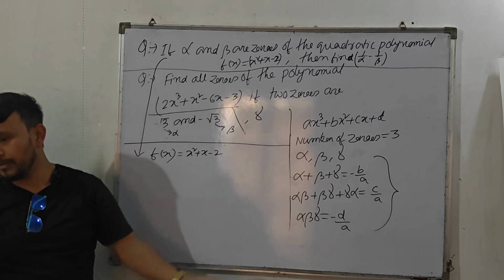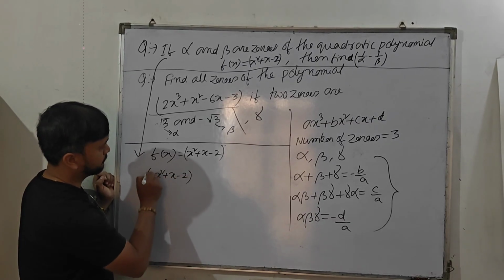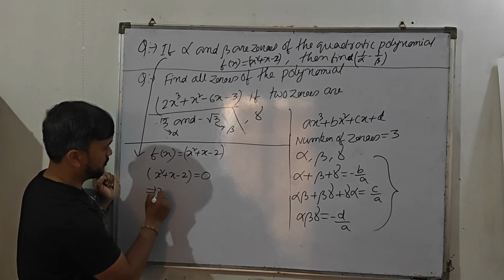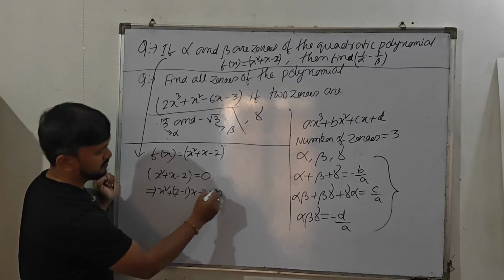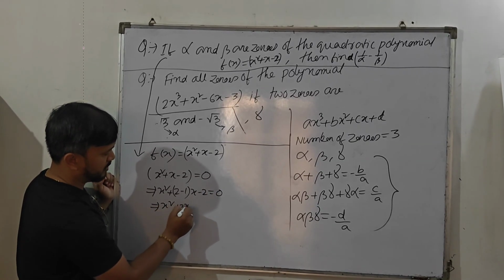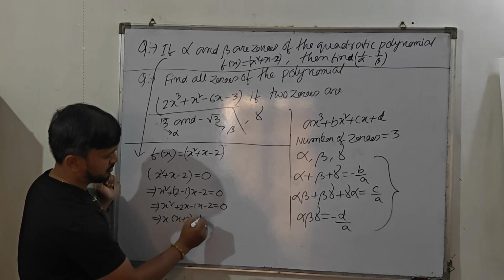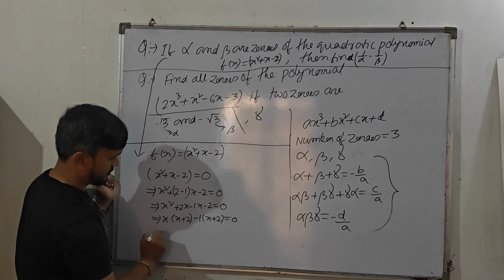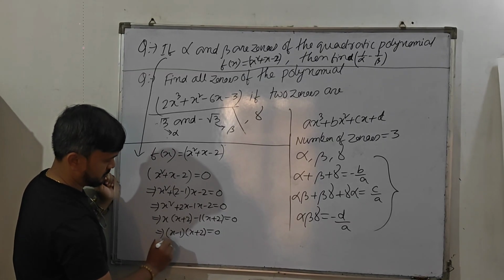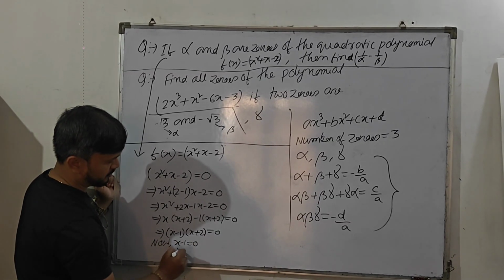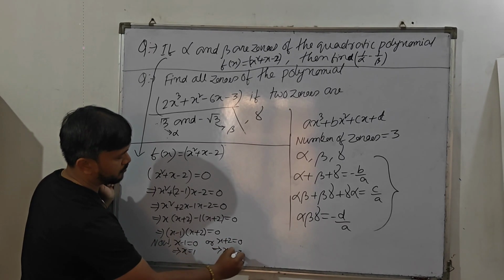So simply solve it. Solving this, x squared plus x minus 2 equals 0. Factorizing: x squared plus 2x minus x minus 2, that is x plus 2 times x minus 1 is equal to 0. So x is equal to 1 or x is equal to minus 2.